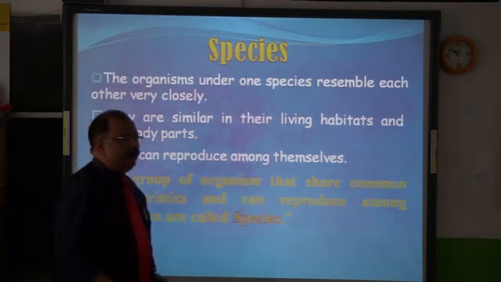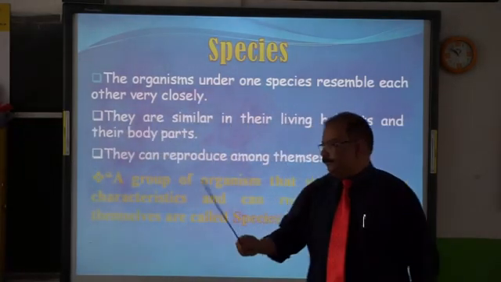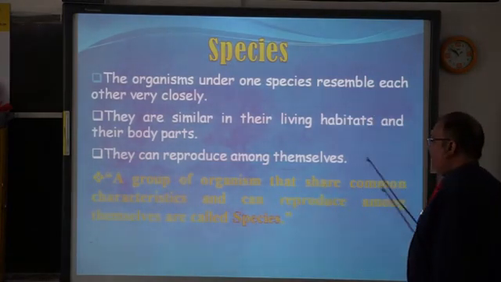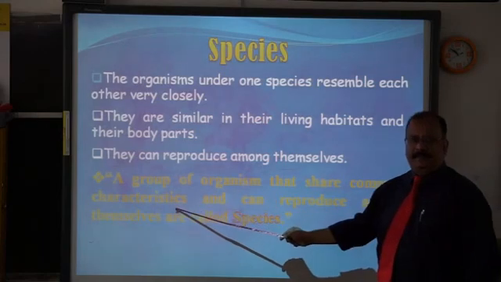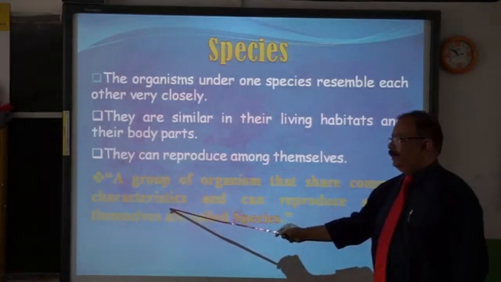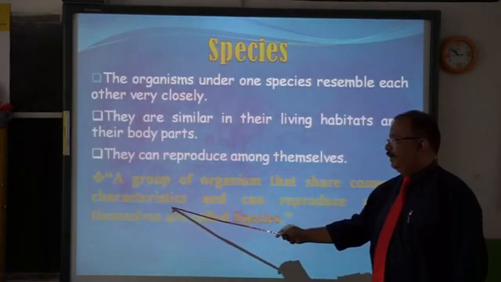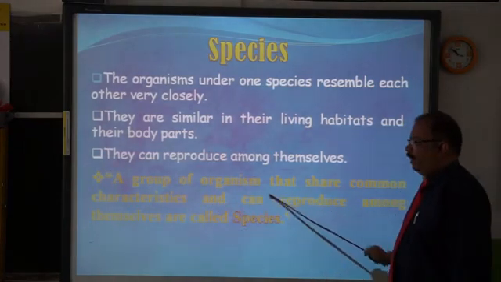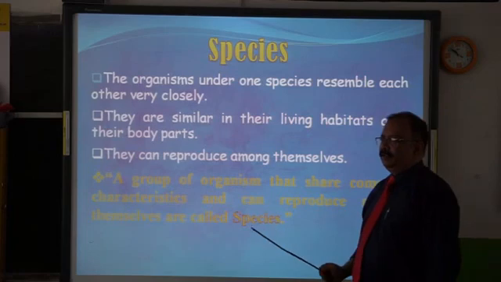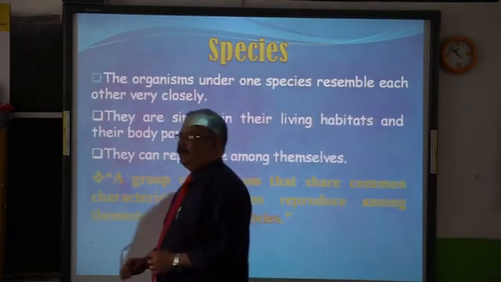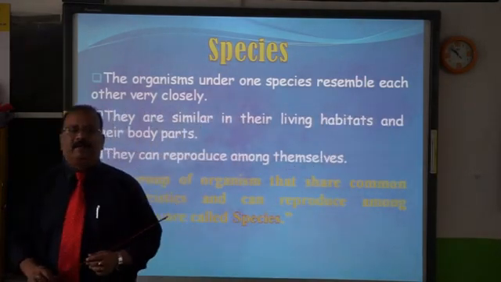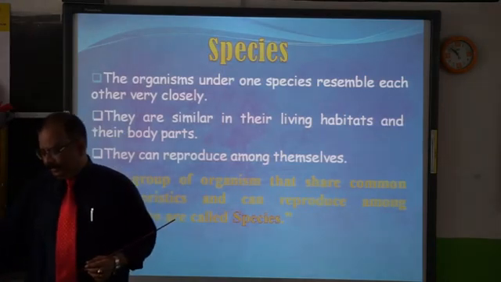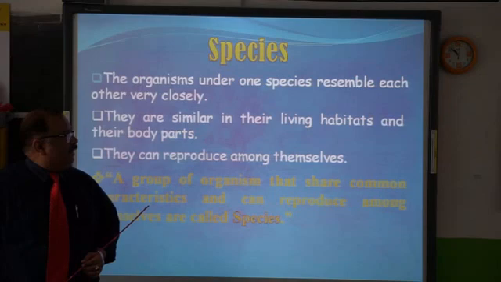Now the definition for species: a group of organisms that share common characteristics. Their characteristics are common, very similar, and they can reproduce among themselves. So those who have similar characteristics and can reproduce among themselves are called species. The lowest level of classification.